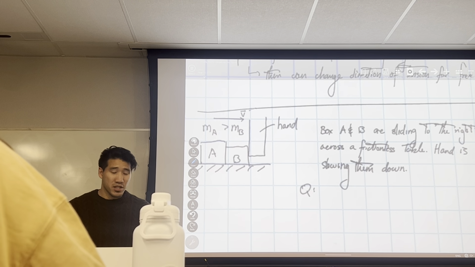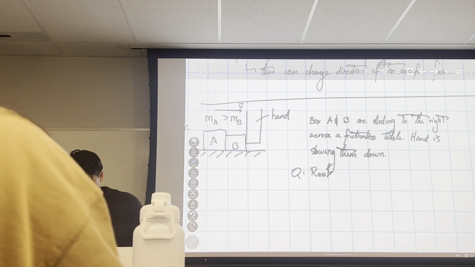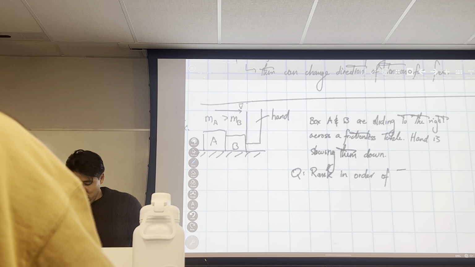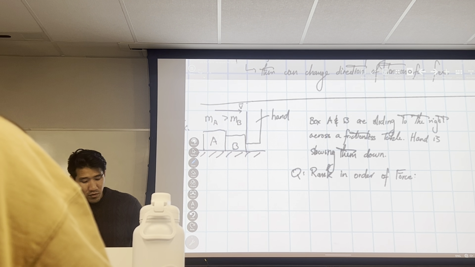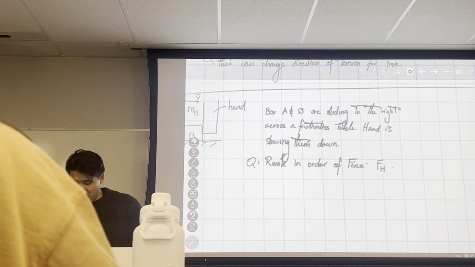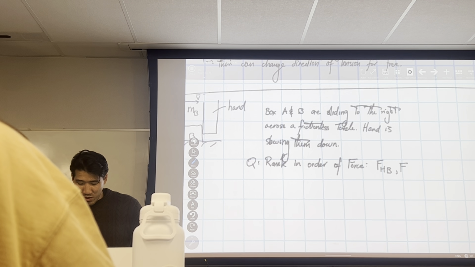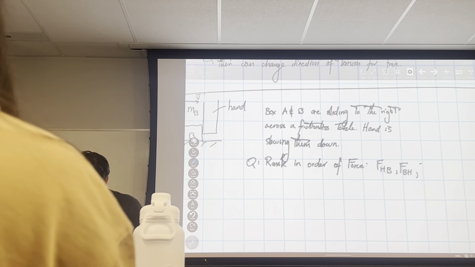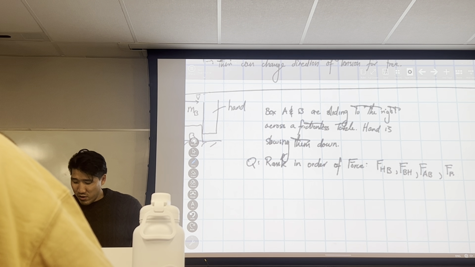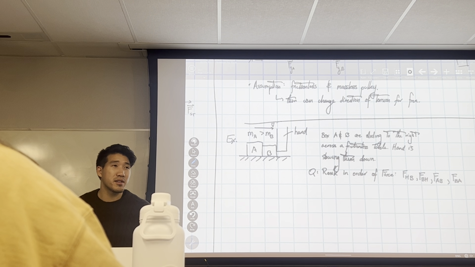And the question you're tasked with is the following. I want you to rank in order of force, where the options are: force of hand onto B, force of B onto the hand, force of A onto B, and the force of B onto A.